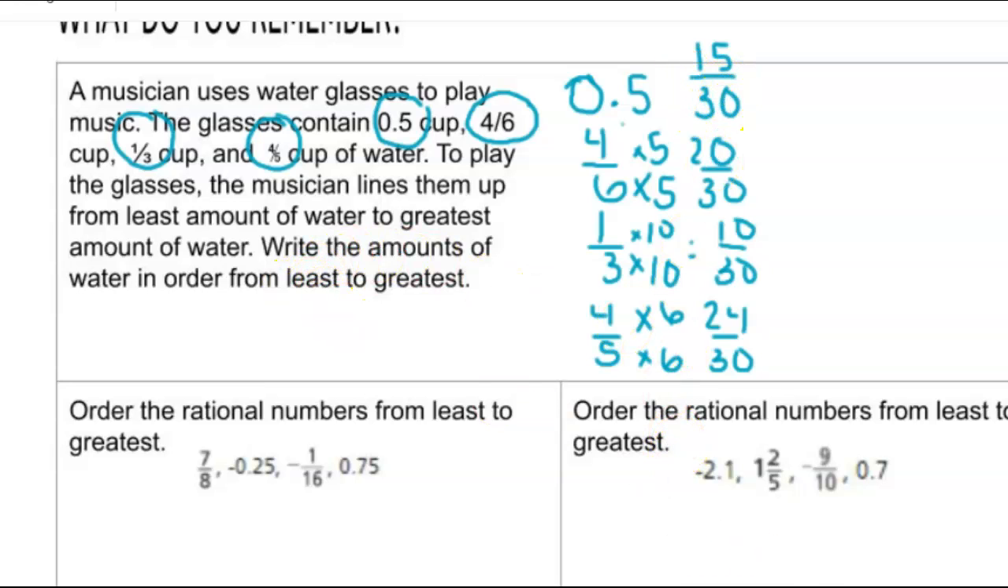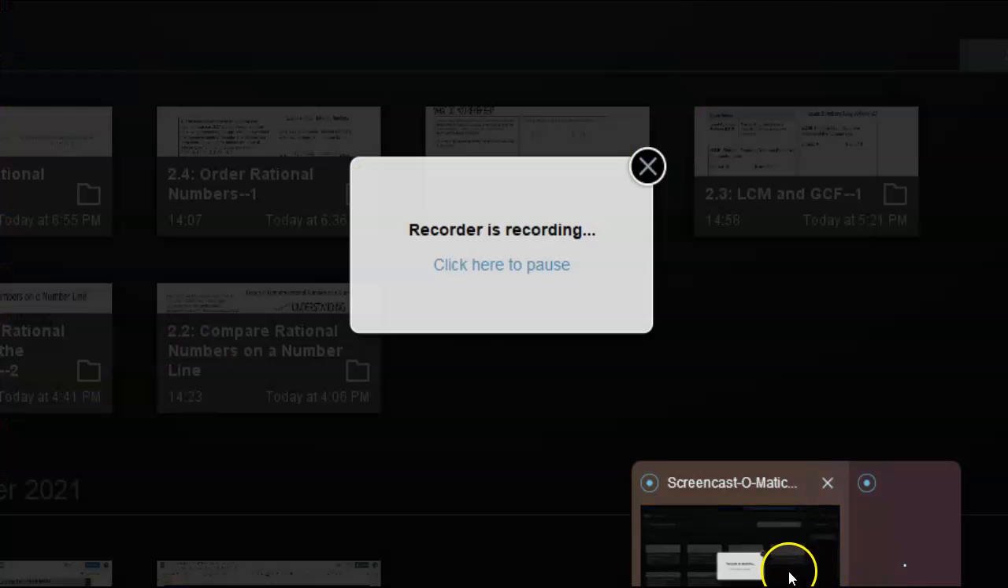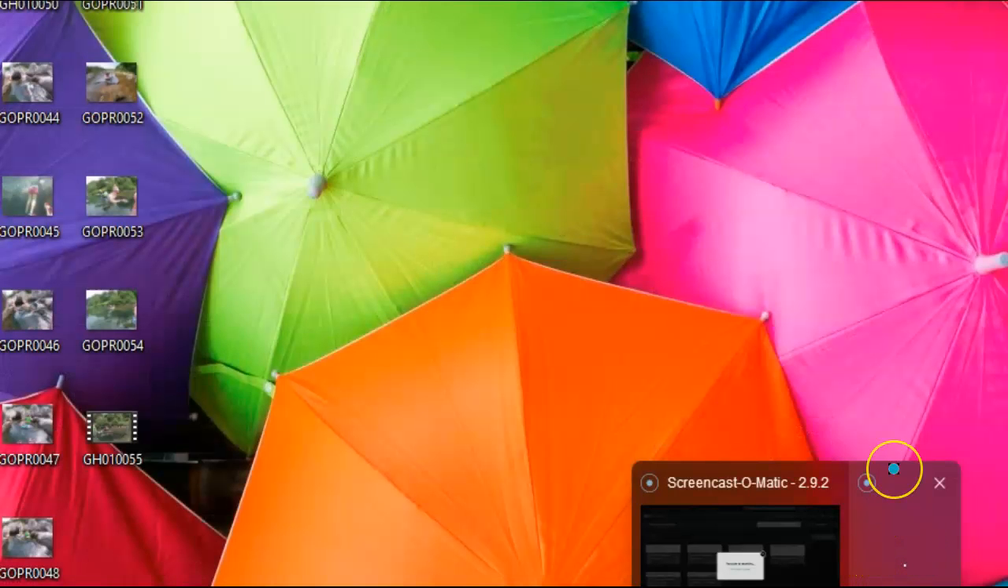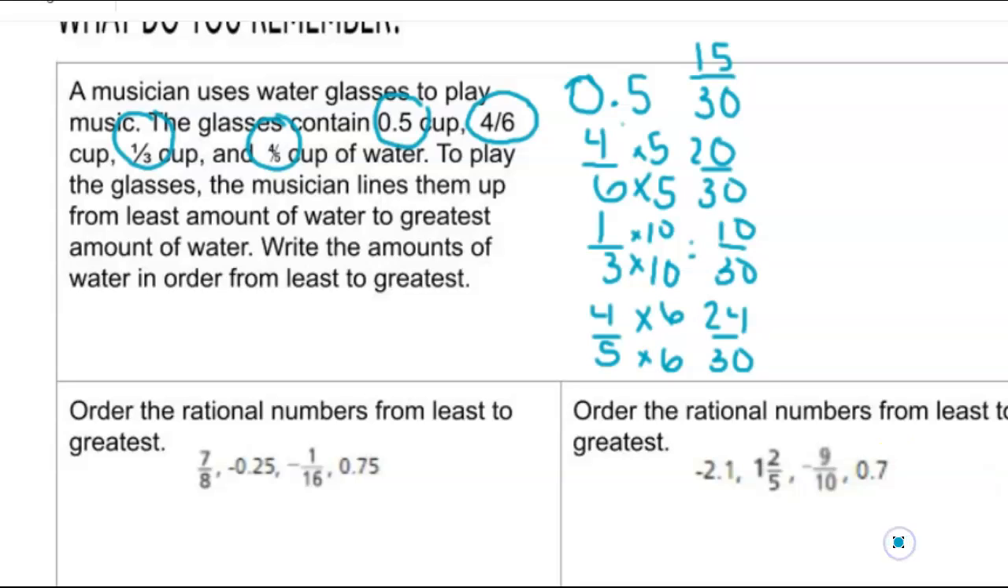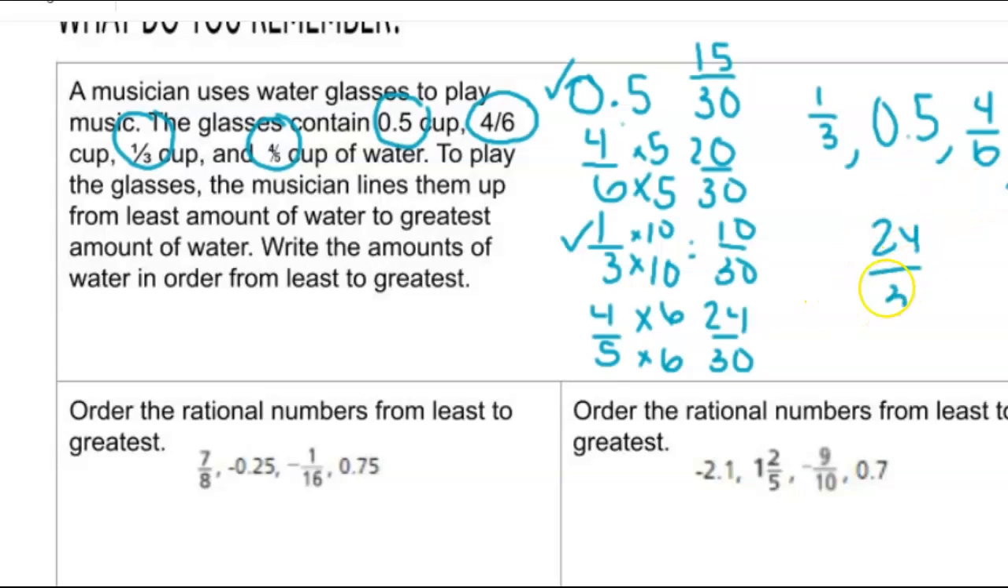We're going least to greatest. Least to greatest. The smallest one here is 10. Originally, it's 1/3. So I got that one. Our next one is 0.5 because 15 comes next. Next, we have 20 because 20 comes before 24. So 4/6. And we're wrapping it up with 24 over 30.